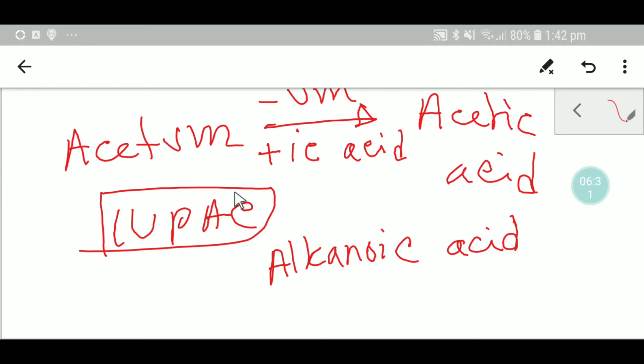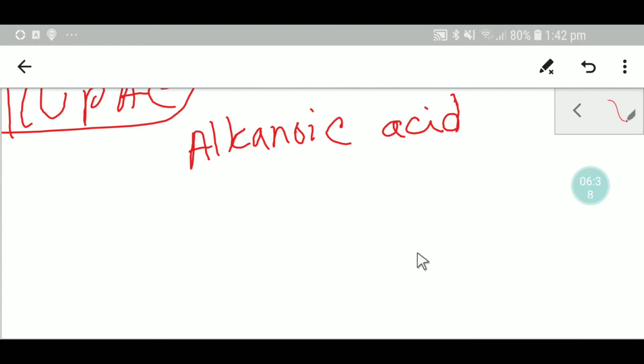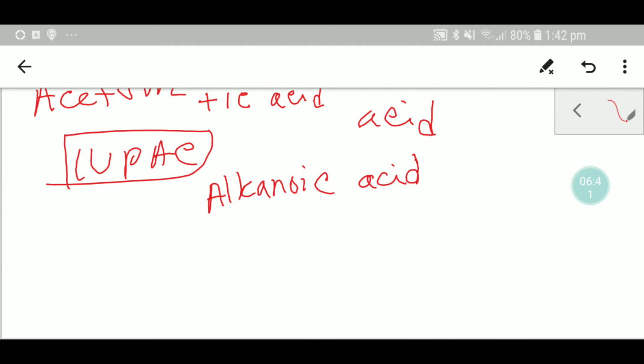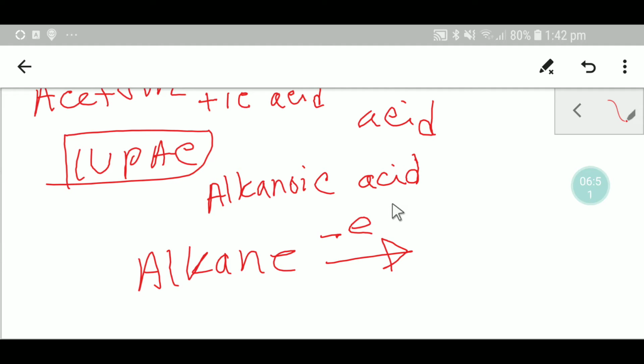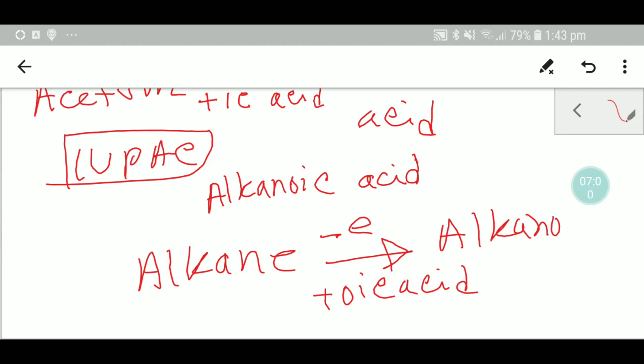However, in IUPAC system, carboxylic acid is called alkanoic acid. So from alkane we get alkanoic acid. Just deduct E and add oic acid and you get alkanoic acid. In this case we'll just deduct E of alkane and we'll add oic acid, then we'll get alkanoic acid.